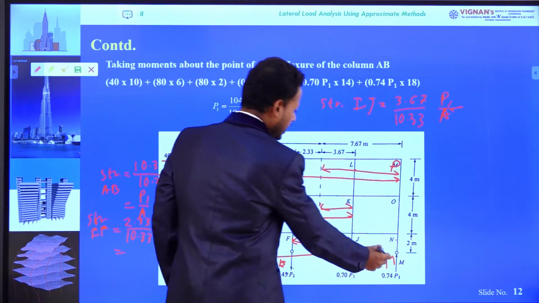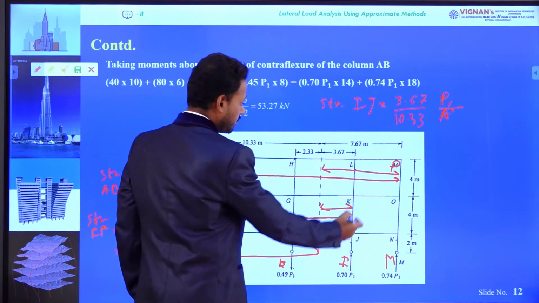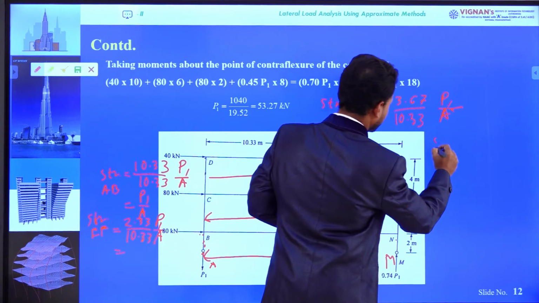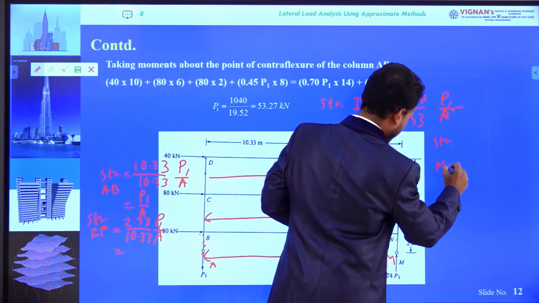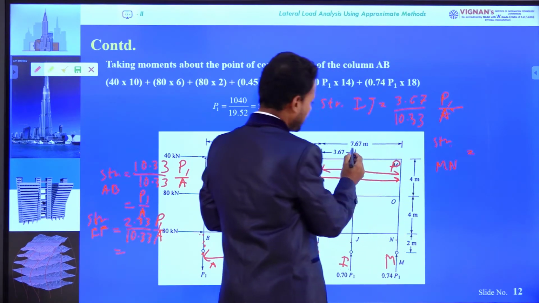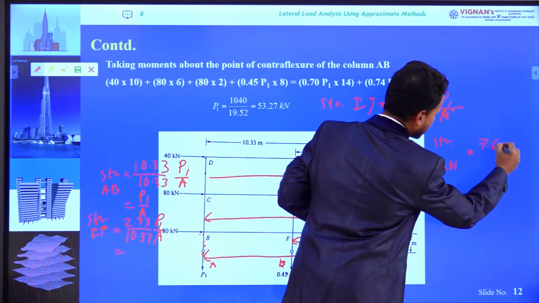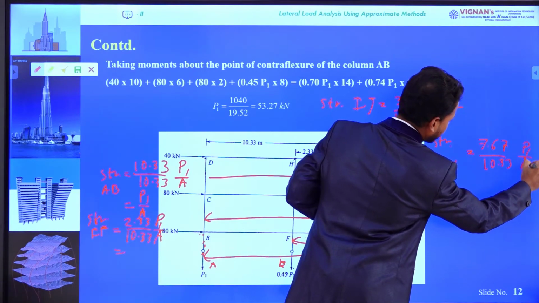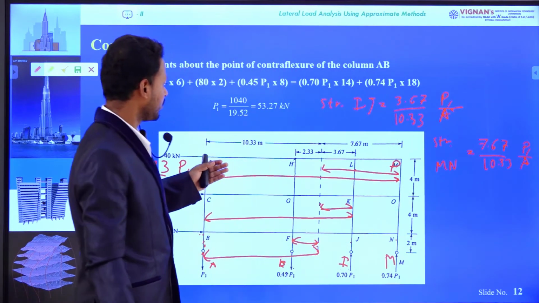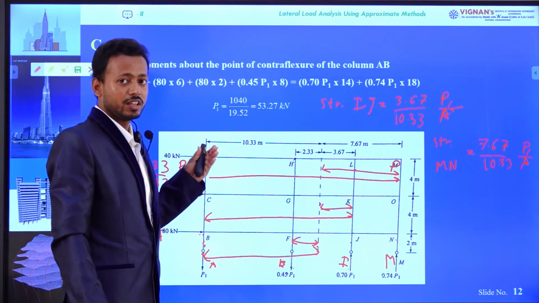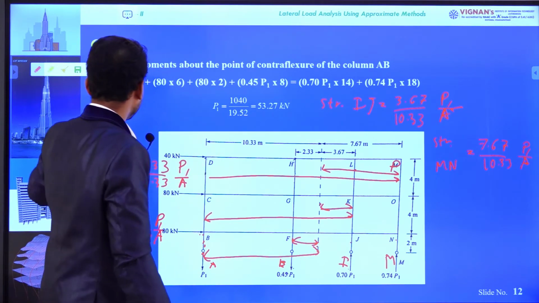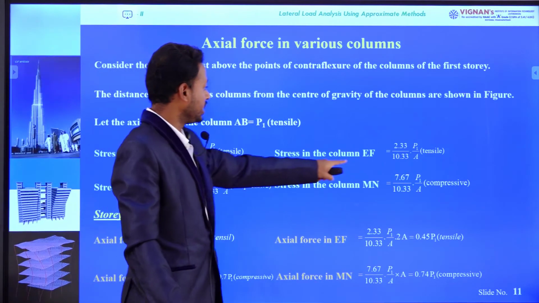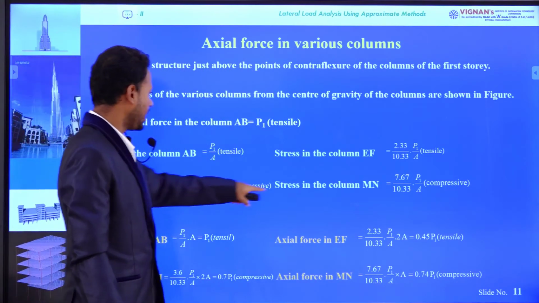What will be the stress in MN? The distance between centroidal axis to the particular member is 7.67. So MN will be 7.67 divided by 10.33 into P1 by A. Okay. So you have understood how I am calculating this ratio. In this way you can calculate the stresses in AB, EF, IJ and MN.